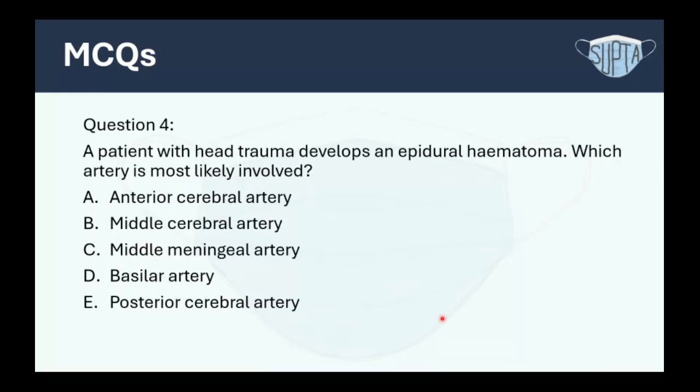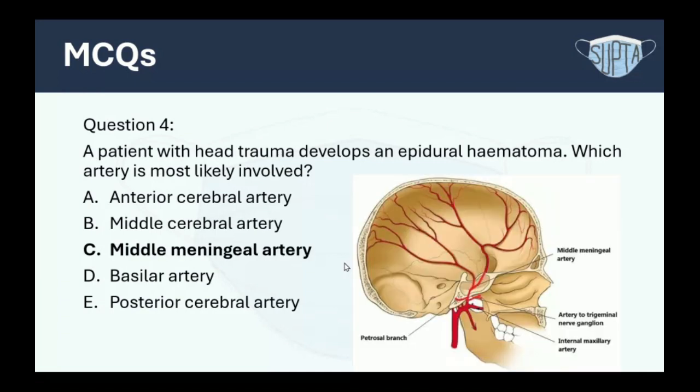Okay, this is the last question I have. Yeah, I think now we have answers for C, middle meningeal injury. Yeah, well done, that's correct. So, epidural hematoma. If you remember, the epidural is in between the two dural layers, and the dura is mainly supplied by the middle meningeal artery. So that's most likely to be involved in that kind of epidural hematoma. So yeah, well done.